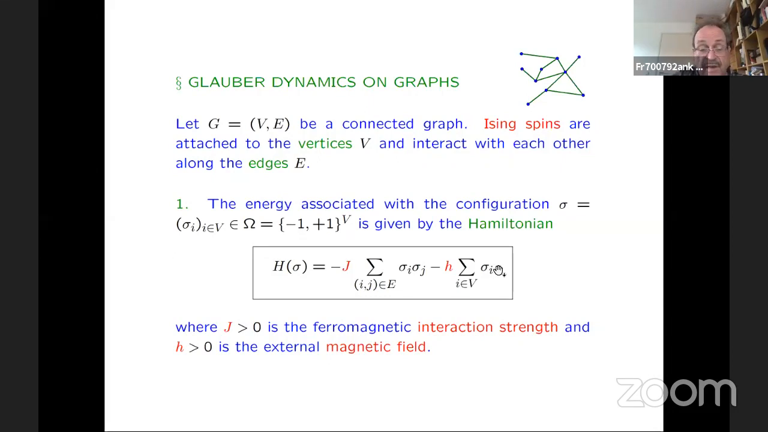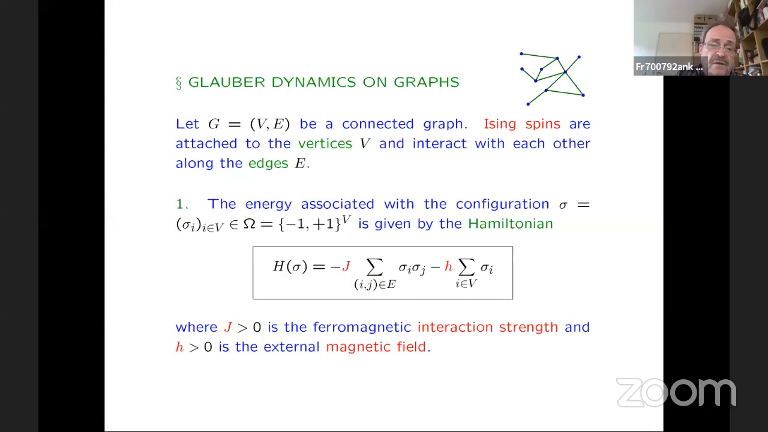energies are more favorable in the Gibbs measure than higher energies. And also, if spins are parallel, then this will make this sum big, and with the -J, it will make it small. So this J really has a tendency of wanting to align spins where it can.